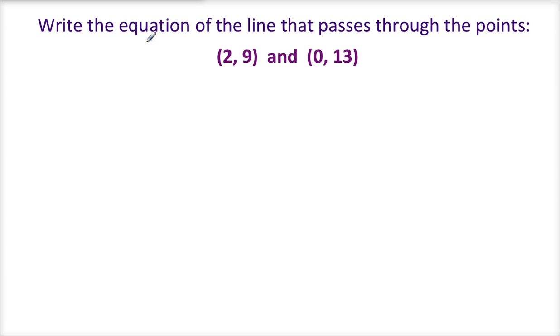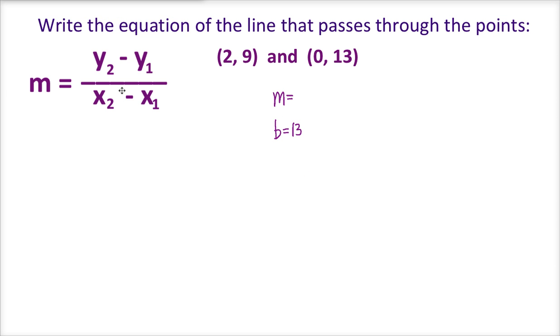This time we want to write the equation of the line that passes through the points (2, 9) and (0, 13). So remember, we need to figure out what the slope of this line is and what the y-intercept is. Luckily, the y-intercept is given to us because I recognize that there's a 0 in the x-coordinate of this point, so that means this line crosses the y-axis at y equals 13. So that is my y-intercept of this line. Now I just need to figure out the slope. So use the slope formula.